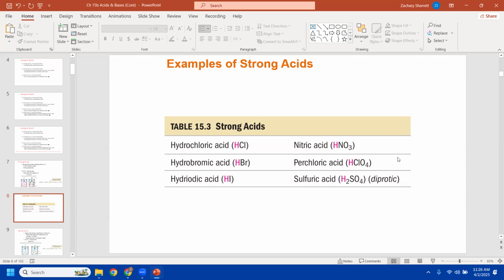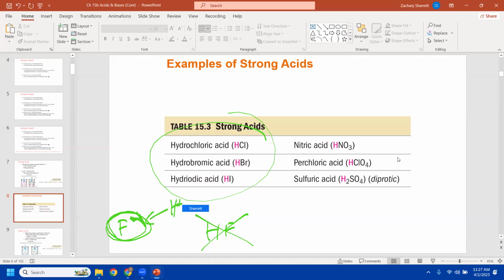It is not in order of strength, okay? These 3 are all H's with halogens, but notice that HF is not on this list. The reason F minus is not on the list, what is the property of fluorine? It's super electronegative. I don't know if you remember that from 115A, but it likes to grab protons, so it likes to be intact as HF. So HF is not one of these. Nitric, perchloric, this one's not that common. I'll probably never use it. This one is a diprotic acid.